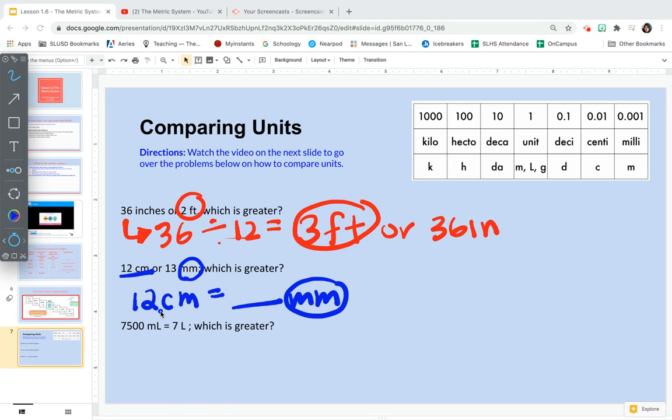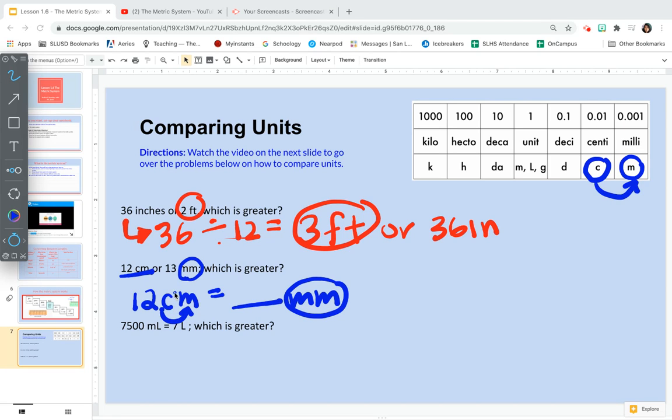So starting with 12 centimeters, my decimal point is always at the end of the number. So using my chart here, I'm starting at centimeters. So I'm starting here because this is centimeters, and I'm trying to find millimeters. So millimeters is here. So I'm going from centi to millimeters. So I'm going to move one decimal place to the right. Remember, if I don't see a decimal number, the decimal point is always at the end of the number, moving one decimal space to the right.